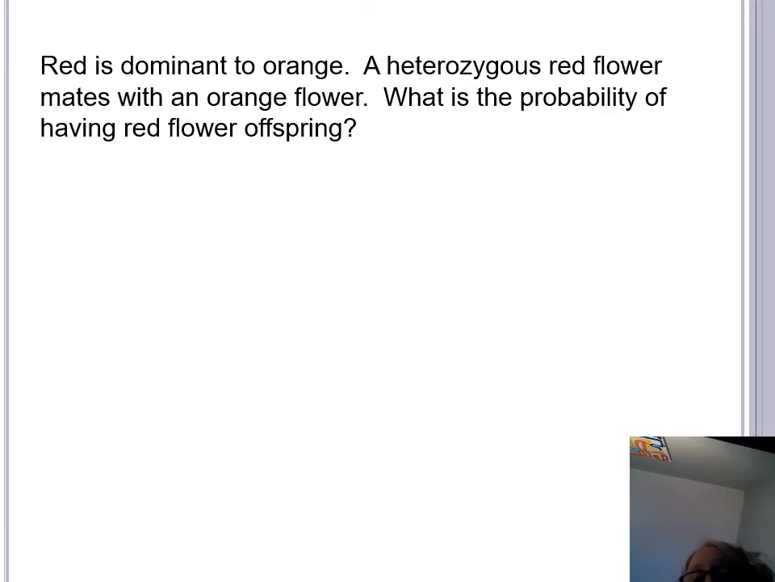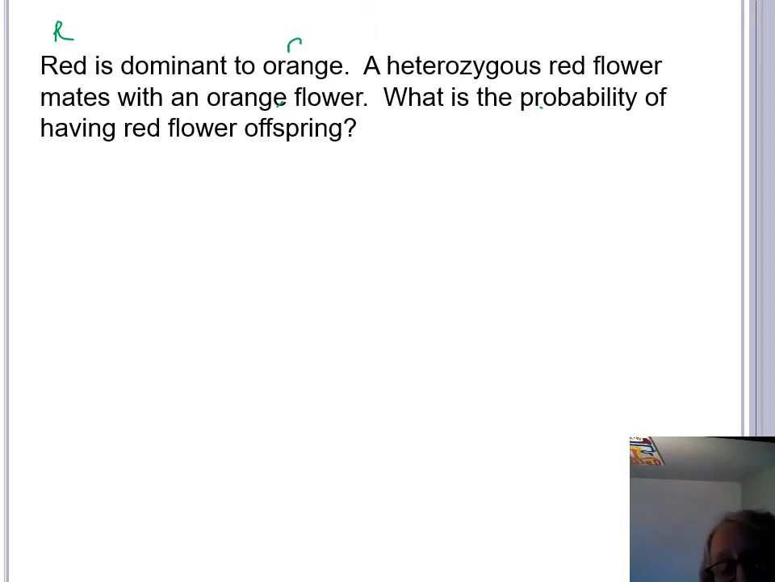Okay, so remember, step 1 is to figure out the genotypes of the parents. We've got to write down the letters. We've got to change this sentence into actual letters we can use. I mentioned that red is dominant to orange, so we're going to choose a single letter to represent color. I'm going to choose letter R because my letter R's often look different, and I'm just going to give myself a little reminder that big R means red and little r means orange.